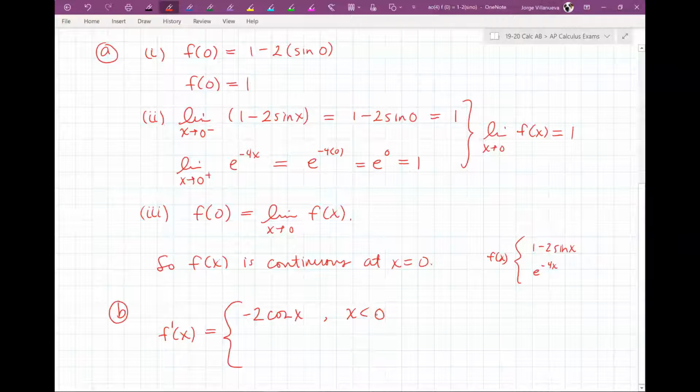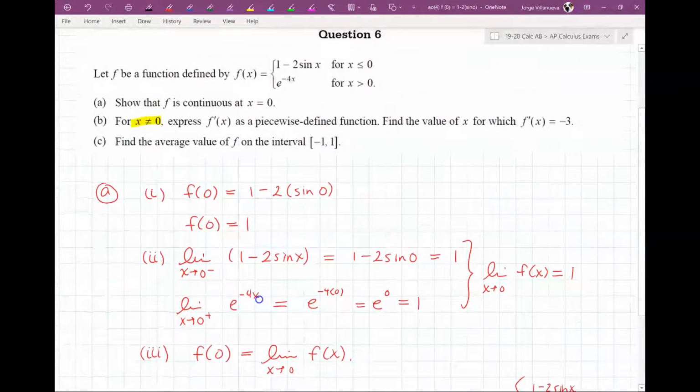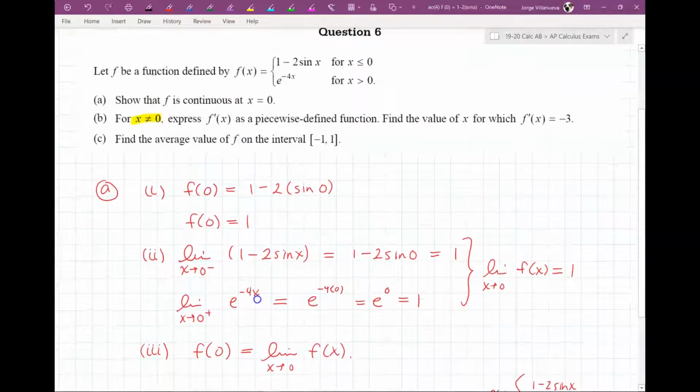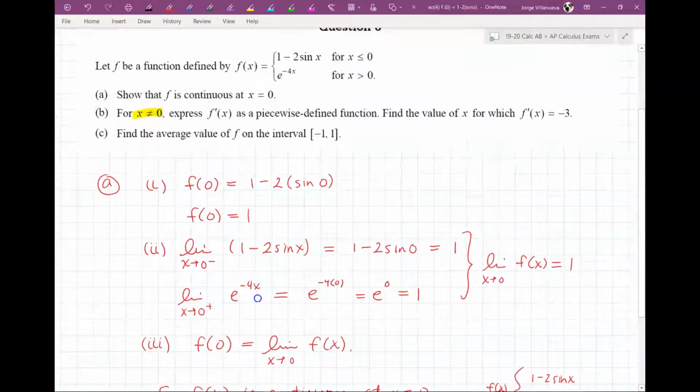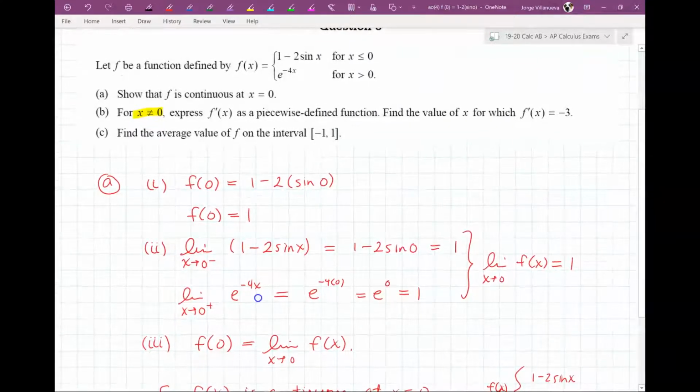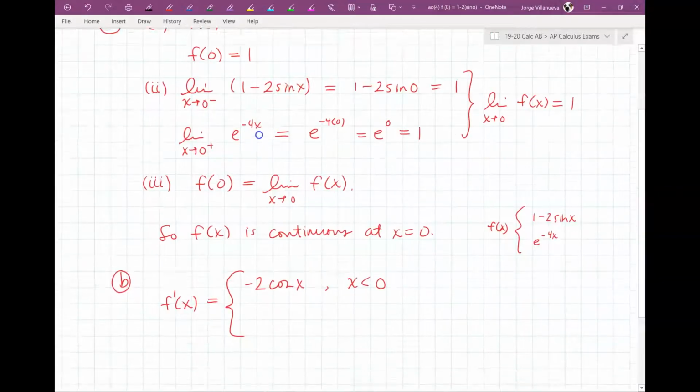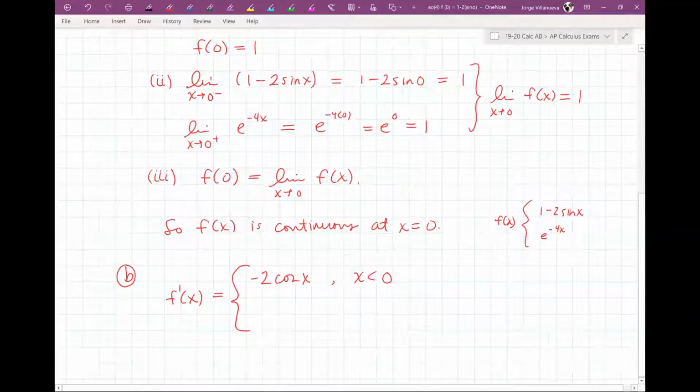Now, if you're wondering, well, wait a minute, Mr. V, up here it says x less than or equal to 0. Well, that's the part that I highlighted. Remember how they said x can't be equal to 0? So that's why they leave it out, okay? So x is less than 0. The other derivative would be a negative 4 e to the negative 4x, and that's for x greater than 0.